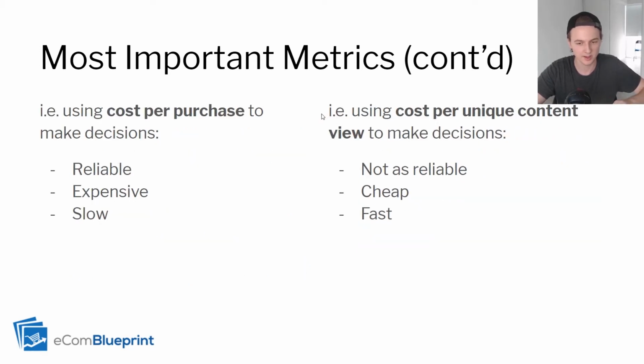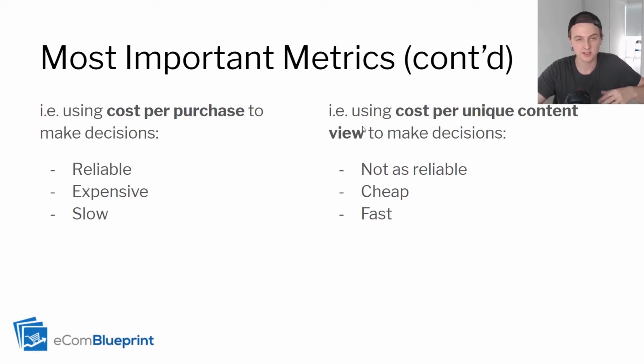And so I expanded on that idea a bit here, is that if you're using the cost per purchase to make decisions, it's reliable, but it's expensive and slow. And so this is if you have a large budget and you want to do everything right and you're not in a rush, you want to use cost per purchase to make your decisions almost all of the time, and then you want to wait till you have a lot of purchases to evaluate the results.